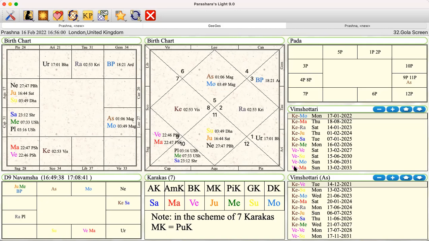Venus has 3 nakshatras, which are Bharani, Purva Phalguni, and Purvashadha. So that 20 years is divided into 3 nakshatras, which is 6 years and so many months each nakshatra will be active. So that's how it goes, basically.